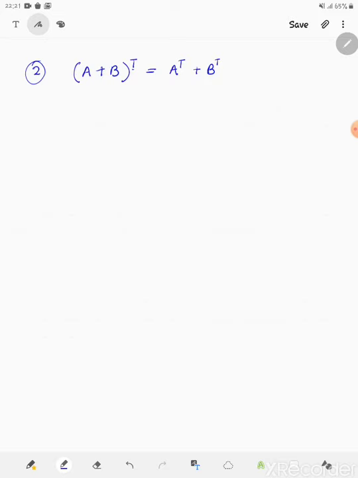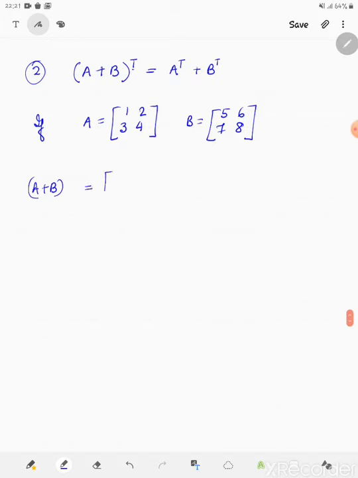So let us now find this. Let us prove this. Say suppose A is equal to 1, 2, 3 and 4 and B is equal to 5, 6, 7 and 8. Okay? Let us verify this property. तो A तथा B का योग करेंगे तो क्या निकल जाएगा? If we add the two matrices, what shall we get? So we will add every corresponding element, and they are two conformable matrices. They can be added. So we get 1 plus 5 is 6, 2 plus 6 is 8, 3 plus 7 is 10 and 4 plus 8 is 12. ये हो जाएगा हमारा A plus B.